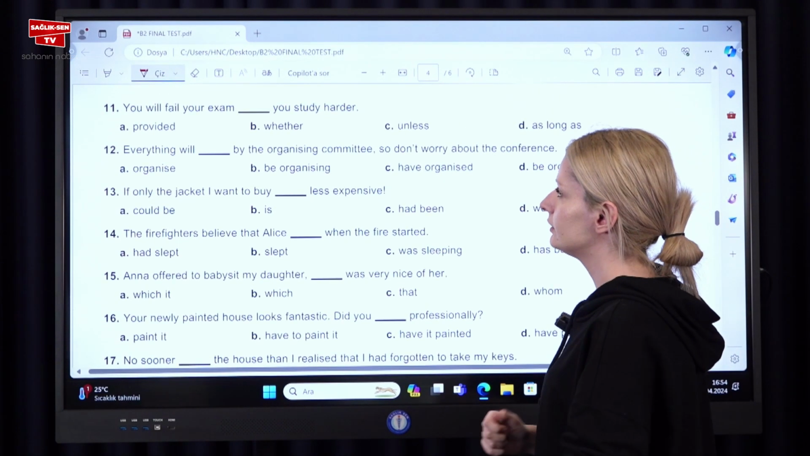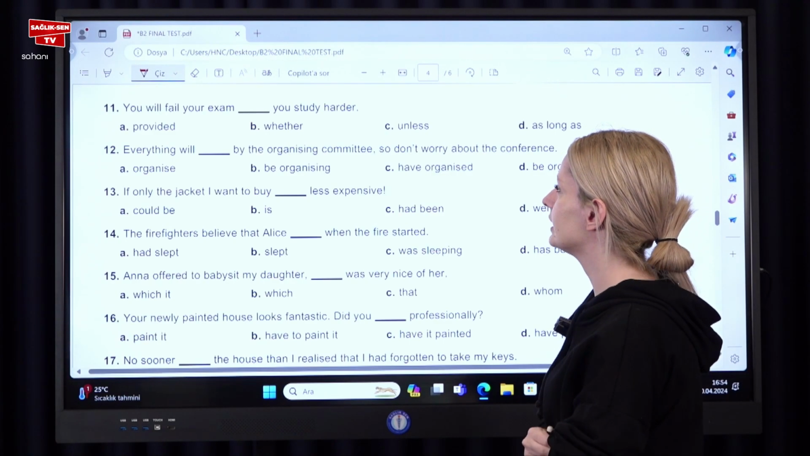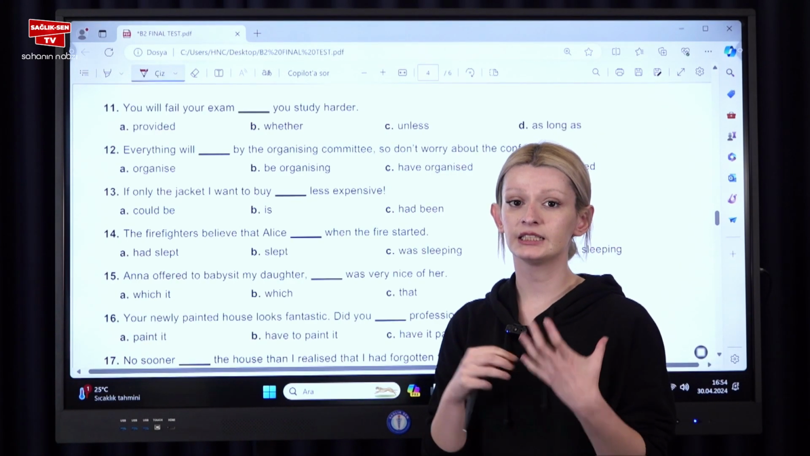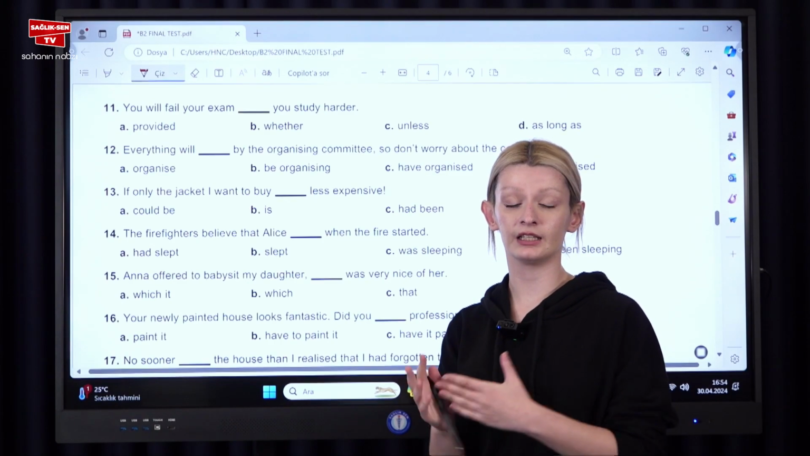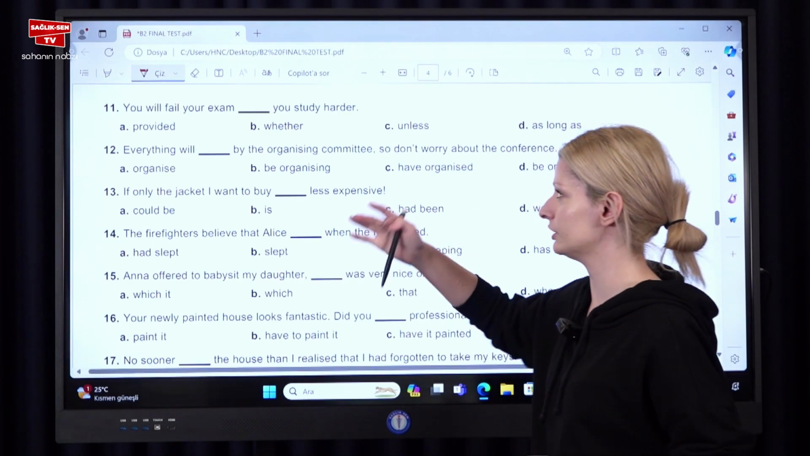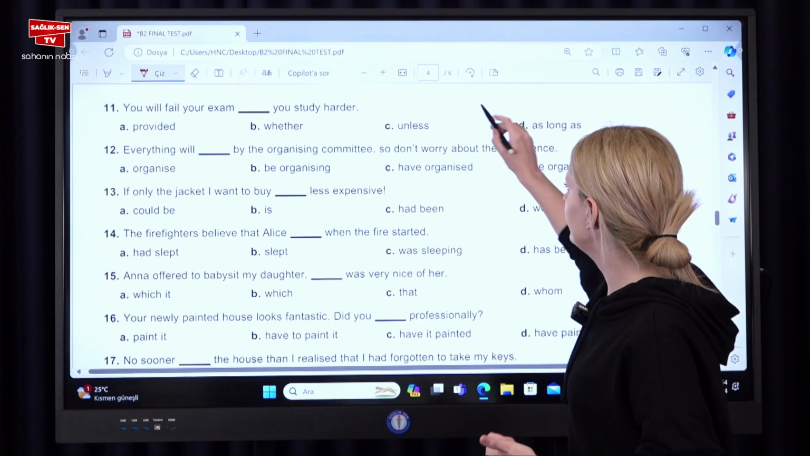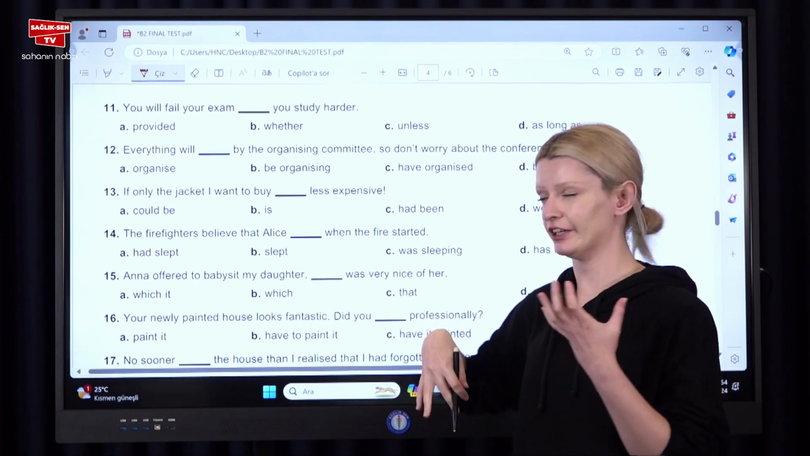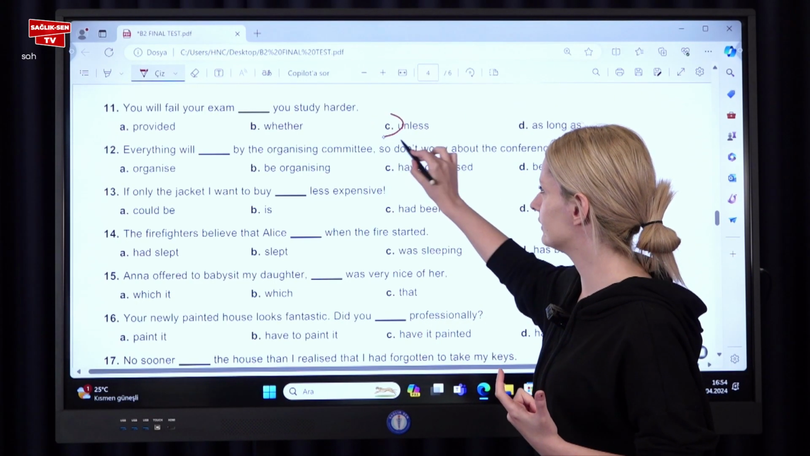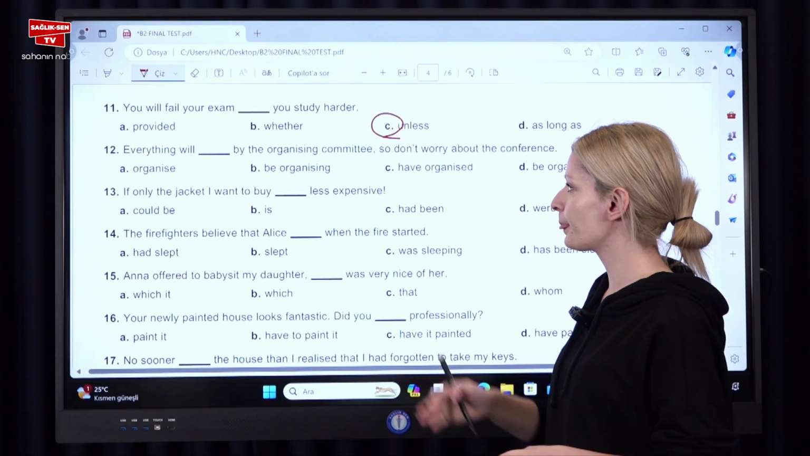You will fail your exam, blah blah, you study harder. We have a condition here. We have an action that is conditional. So I need a negative if, which is unless in this case.